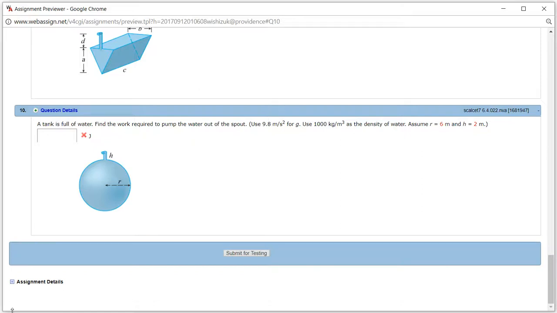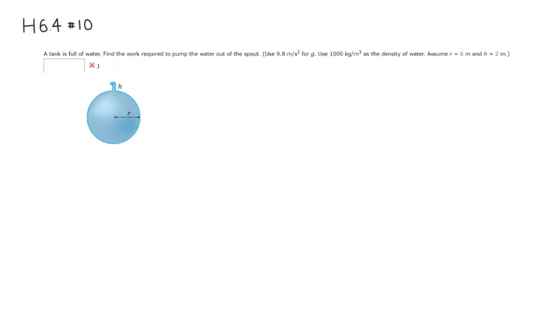Alright, let's look at homework 6.4, problem number 10. Let's do this water tank problem. First thing we would do is I need to have a frame of reference.